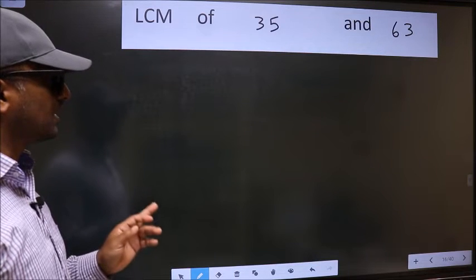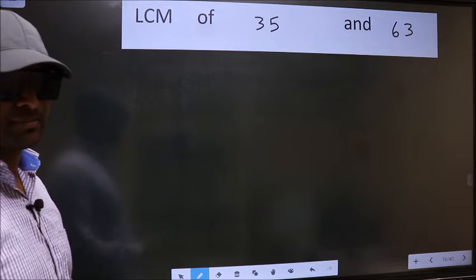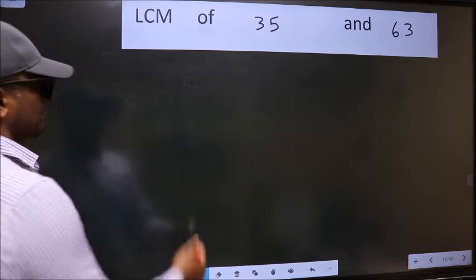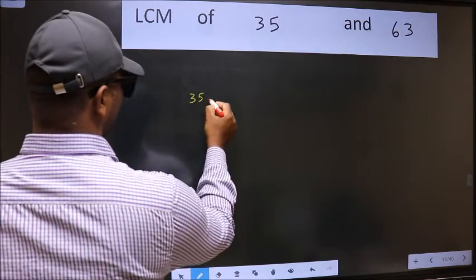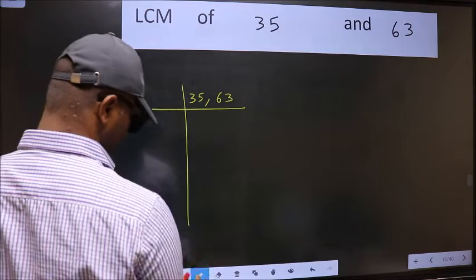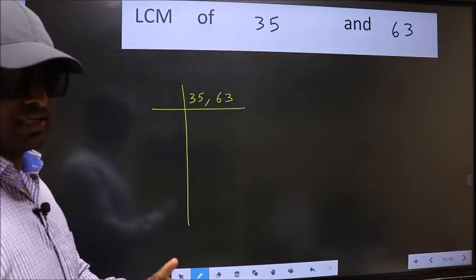LCM of 35 and 63. To find the LCM, we should frame it in this way: 35, 63. This is your step 1.